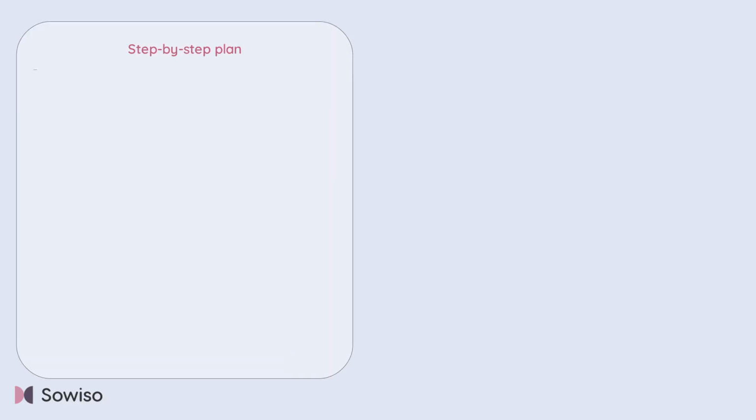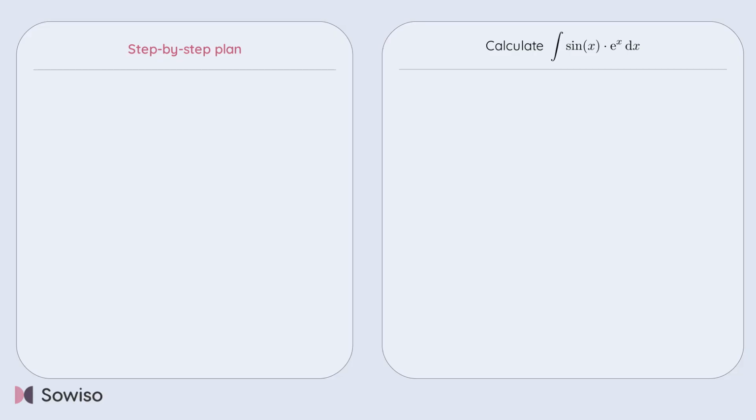We can use a step-by-step plan to calculate the integral of sine of x times e to the power of x. Step 1. Determine the functions g of x and h prime of x such that f of x is equal to their product. These functions must be chosen in a way that g prime and h are easy to calculate. In our example, the most convenient choice is g equal to sine of x and h prime equal to e to the power of x.